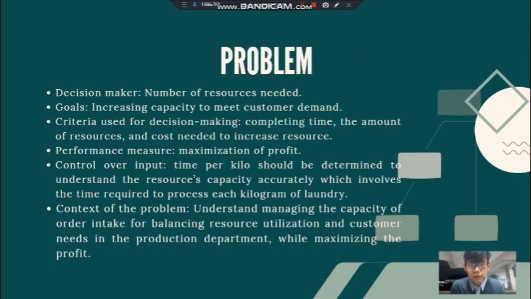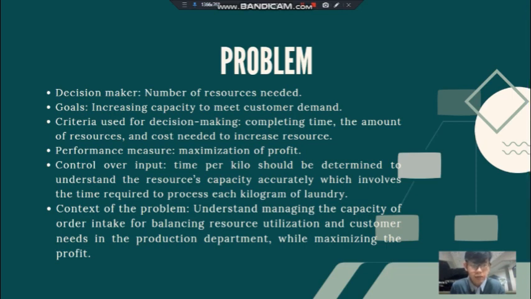The next is the elements of the problem. The first element is the decision maker, which is the number of resources needed. Next is the goal, which is increasing the capacity to meet customer demand. Next is the criteria used for decision making, which is completion time, the amount of resources, and the cost needed to increase resources. The next is the performance measure, which is maximization of the profit.